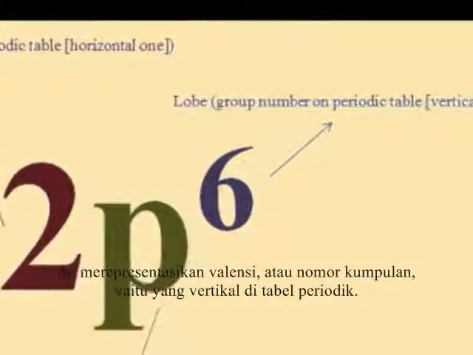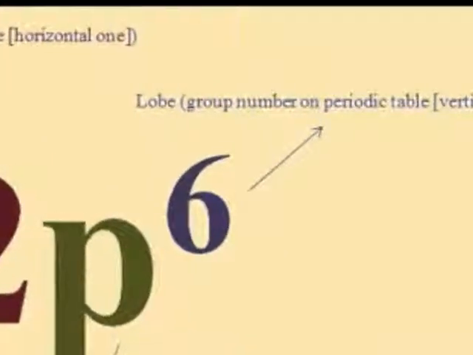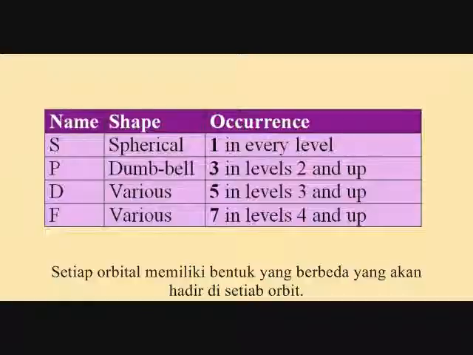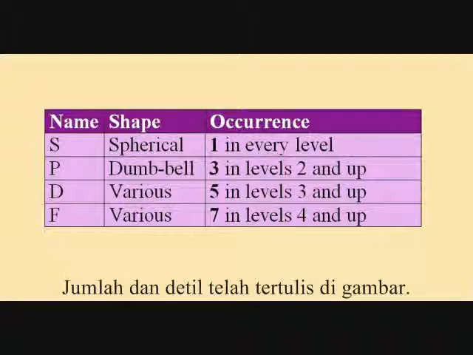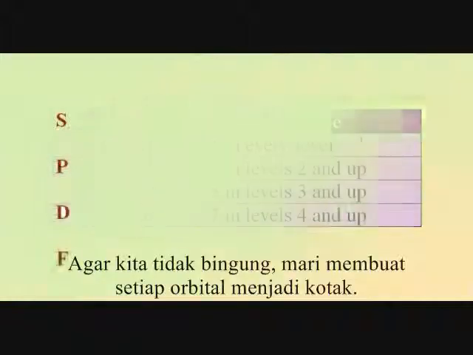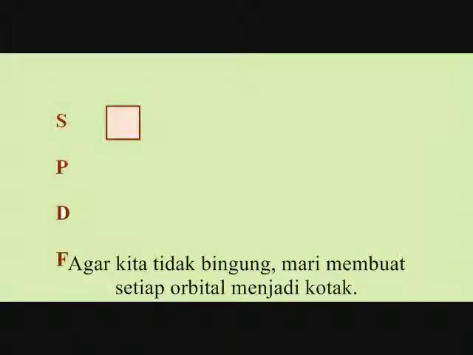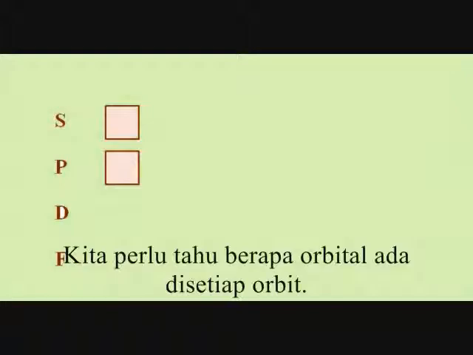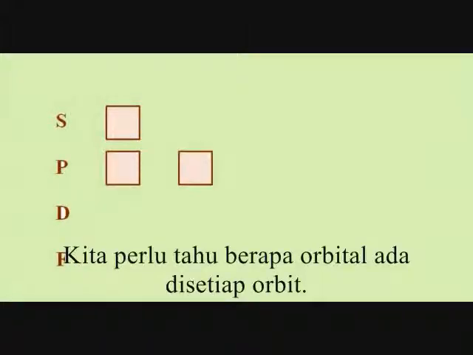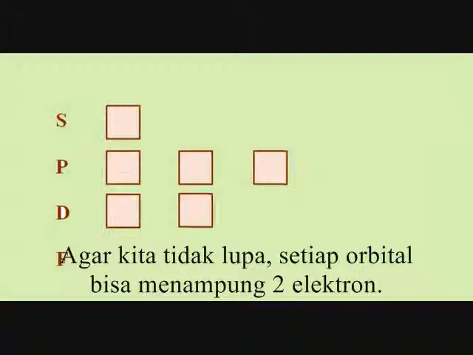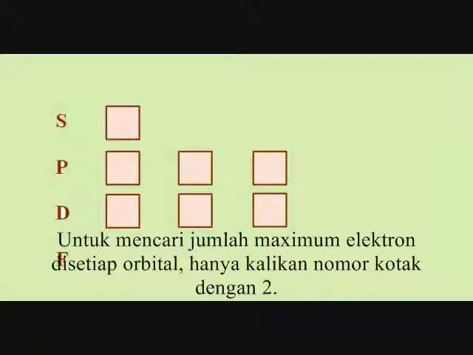Each orbital has a specific shape, and a specific amount of that orbital will occur at a specific main energy level, which is stated on the table. So as to not be confused, let's pretend that all orbitals are squares. We need to know how many orbitals are represented by each letter. So S has 1, P has 3, D has 5, and F has 7. As to not forget, each orbital can hold up to 2 electrons. So to find the maximum number of electrons, we can just multiply the number of boxes by 2.